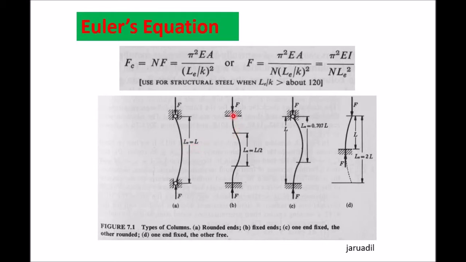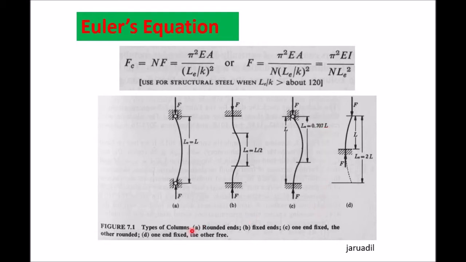Pero kung naman ang dalawang dulo ay fixed, tinatawag natin na fixed ends, ang equivalent length mo ay L over 2. Okay? So, hindi siya yung total na length. Pag ang isang round, one end fixed, the other is rounded, ito, parang combination ng A and B. So, ang isa ay round, ang isa ay fixed. So, ang equation naman nito, ang equivalent length ay 0.07 times L.